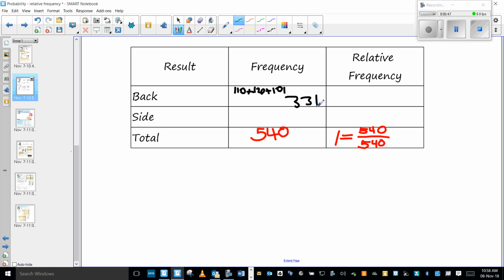Okay, so the side. Who can tell me a quick way of finding the side total? 540 take away 300. Awesome, good girl. 540 subtract 331. What's that? It is 200, and I'm doing mental math here. So it's 209.